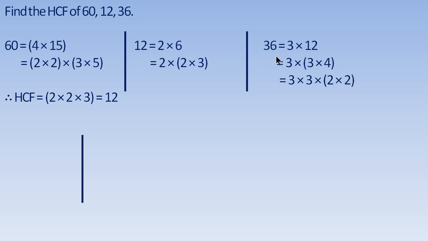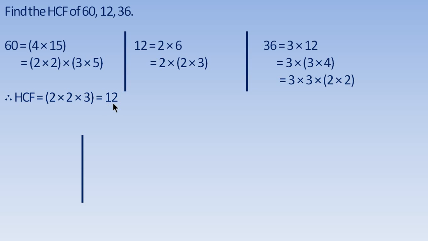36 can be written as 3 into 12, but 12 is a composite number. It needs to be split up as 3 into 4. 4 needs to be split up as 2 into 2. Now the HCF of 60, 12 and 36 is 2 multiplied by 2 multiplied by 3, which is equal to 12.